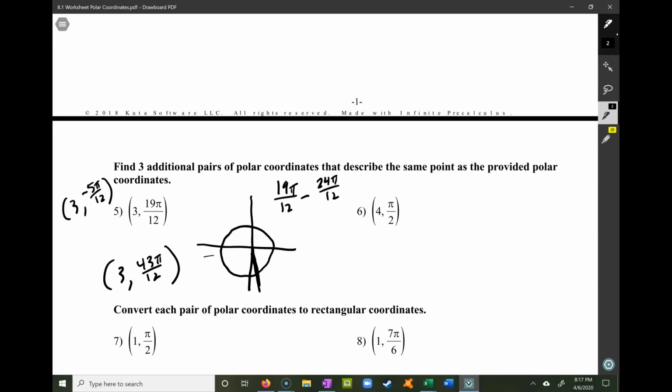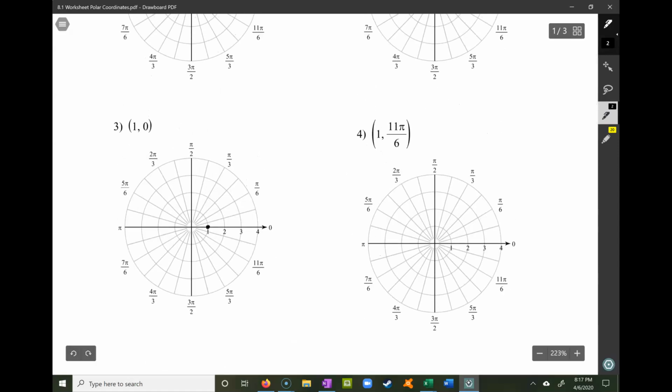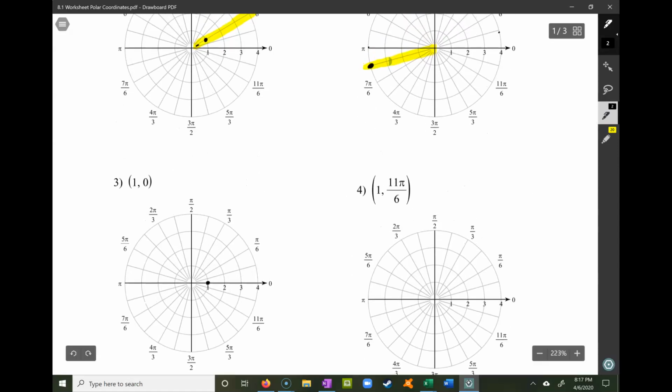Now, one other thing that's really important for you to understand is it's possible to have a negative radius. So let's look at that for a second. I'm going to go back up here and say, okay. So notice on this one, I turned 0 degrees and went out 1. Well, notice here I could also turn 180 degrees.